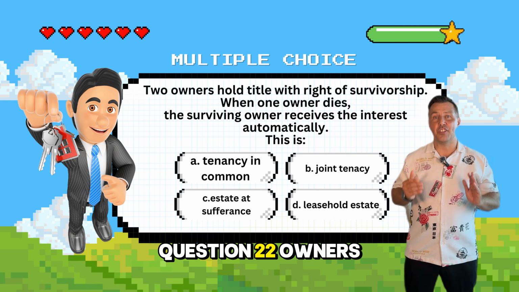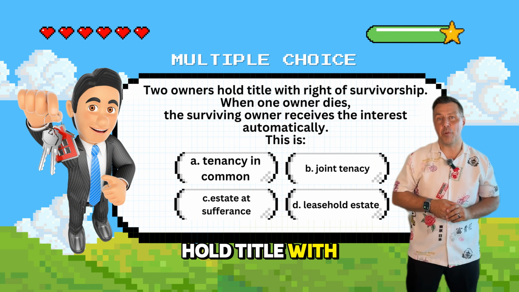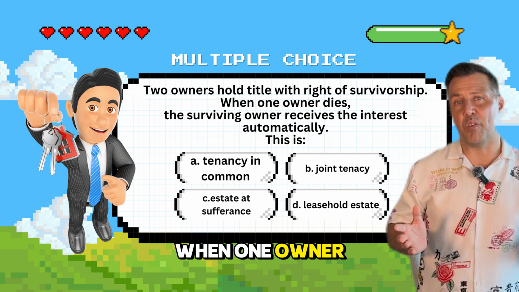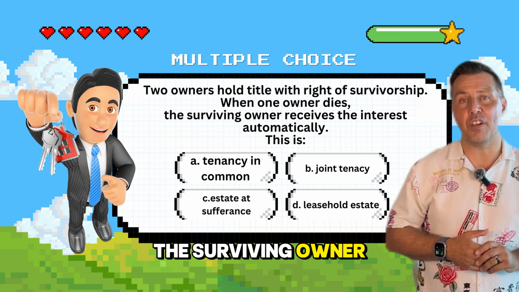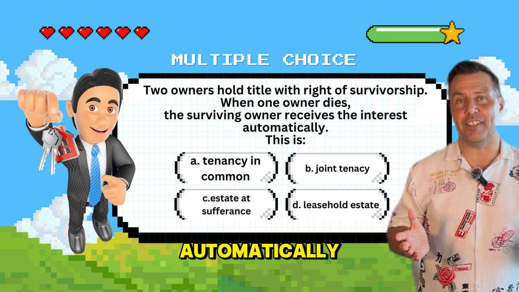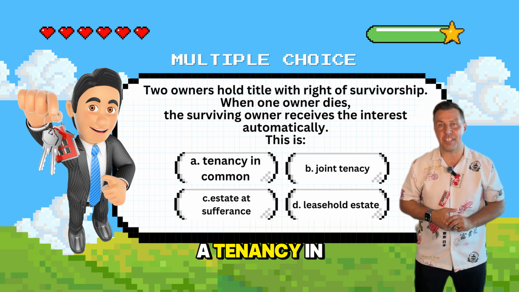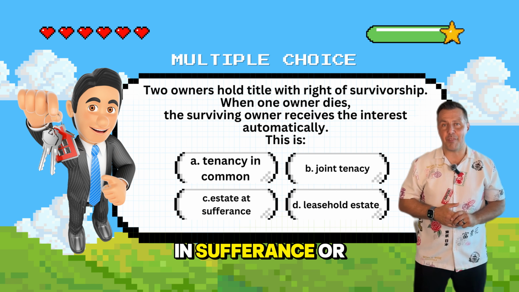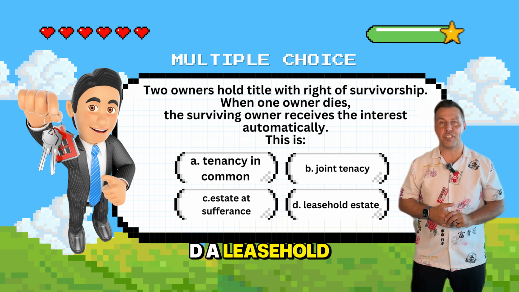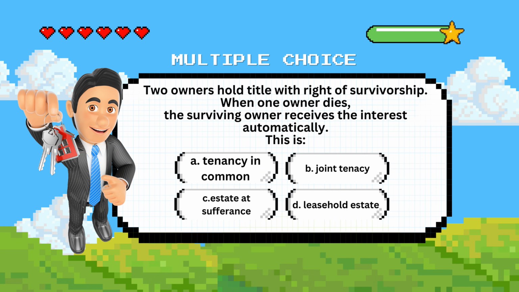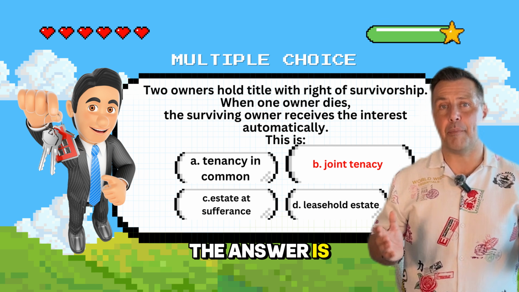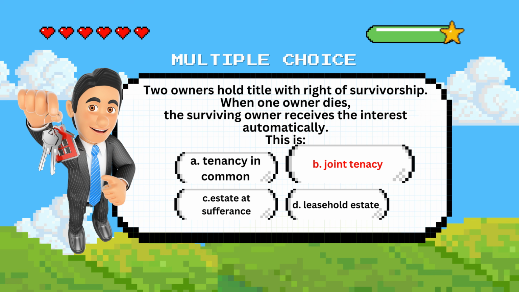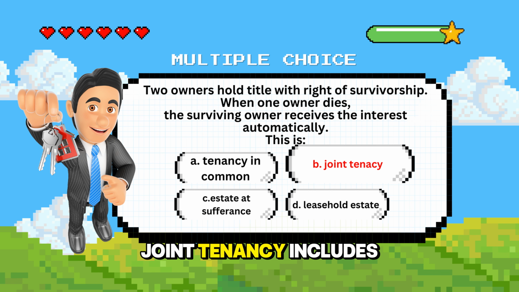Question 20. Two owners hold title with the right of survivorship. When one owner dies, the surviving owner receives an interest automatically. Now this is A. Tenancy in common, B. Joint tenancy, C. An estate in sufferance, or D. A leasehold estate. The answer is B. It's joint tenancy. Yes, always remember, joint tenancy includes right of survivorship.